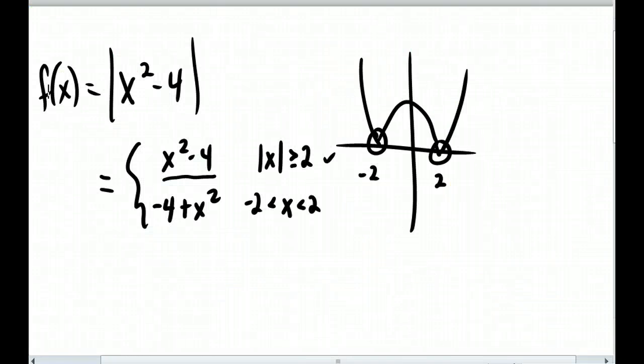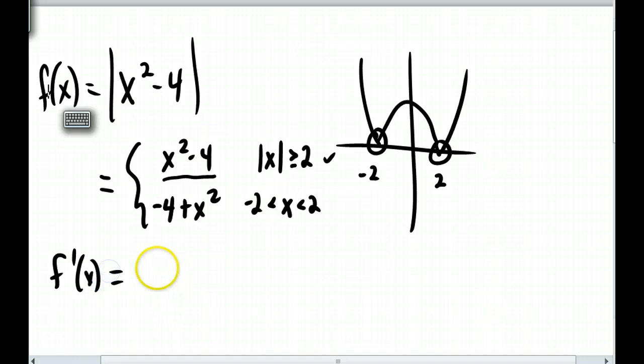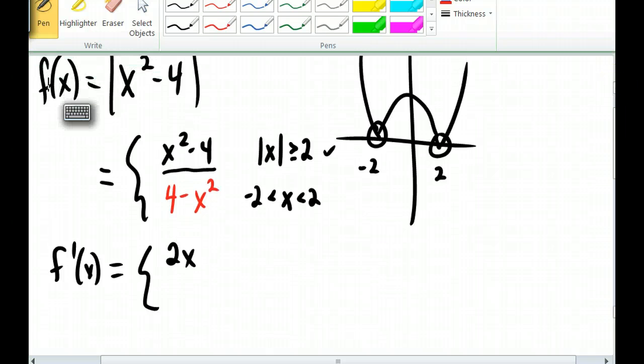And what we're going to do is just take the derivative of this function. So if I look at f prime now, f prime is just doing it by its pieces. And so if I take the derivative of this, this would be 2x. If I take the derivative of this, I did something wrong here. I'm sorry, I wrote that wrong previously. But this should be 4 minus x squared. If I take the derivative of that, that would be negative 2x.